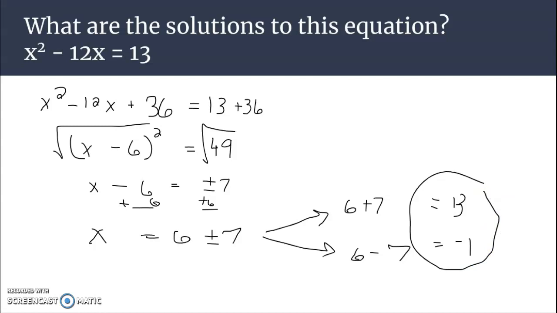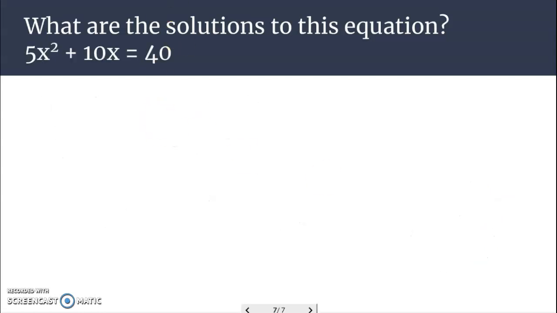Let's do another one here. This time we need to first get x squared by itself. The x squared plus 10x, variables to one side. Divide everything by a 5. And then that gives us x squared plus 2x equals 8. We take half of the b number. The b number is 2. Half of that is 1. 1 squared is 1.